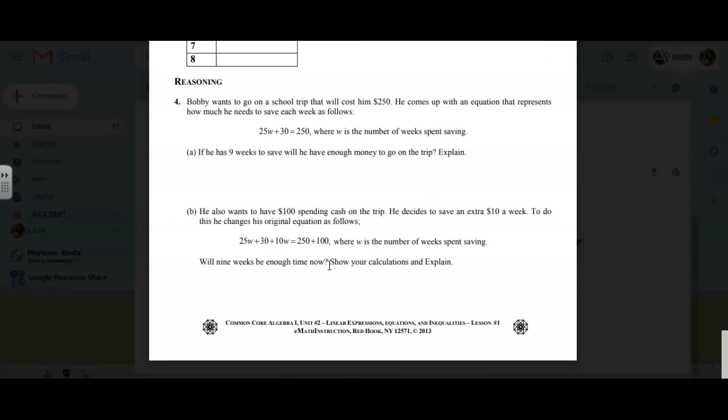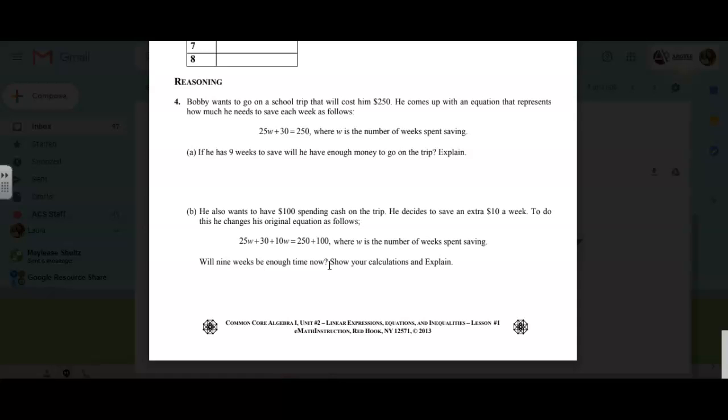So Bobby wants to go on a school trip that will cost him $250. He comes up with an equation that represents how much he needs to save each week as follows. Okay, so this is his equation. 25W plus 30 equals 250.